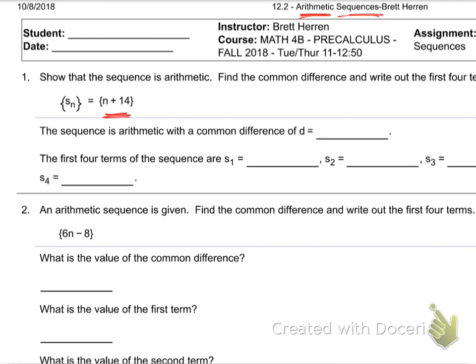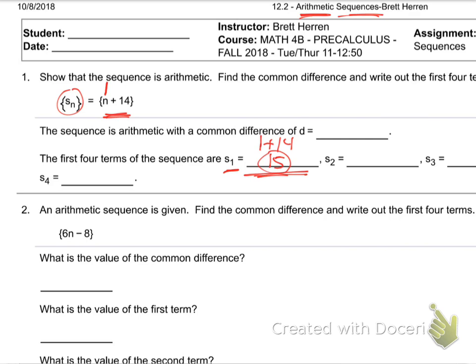So we have that n plus 14. Now what we're going to do is the same thing we were doing with the sigma notation. You're going to plug in 1, plug in 2, plug in 3, crank out some numbers. That's what they want. They're saying S sub 1. S is just the name they gave the sequence. So they're just saying plug in 1. What do you get? If you plug in 1, you get 1 plus 14, 15.